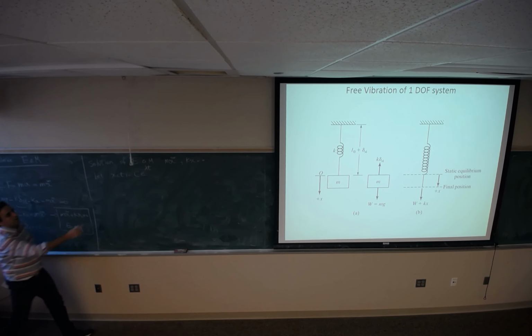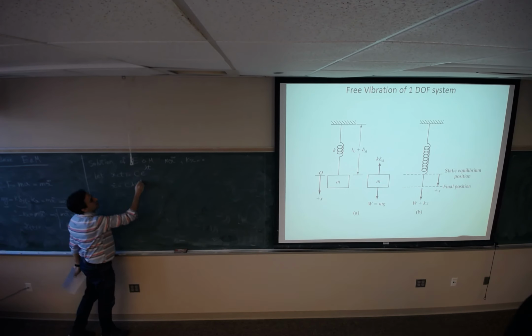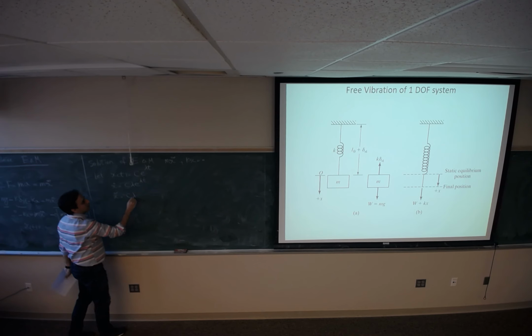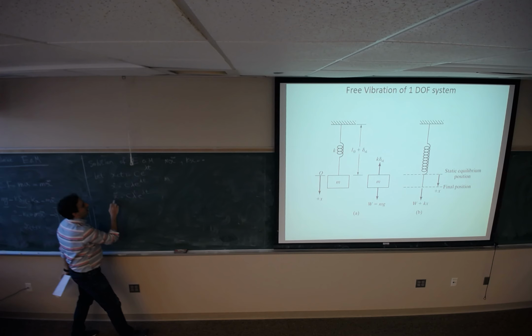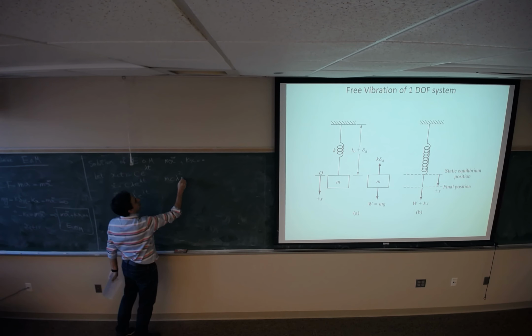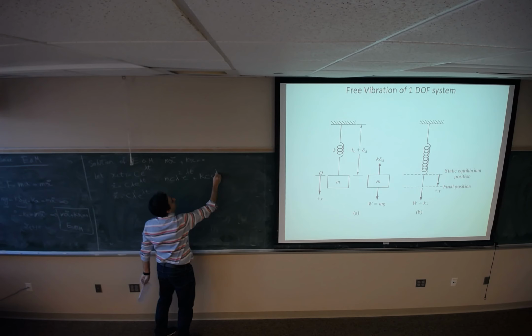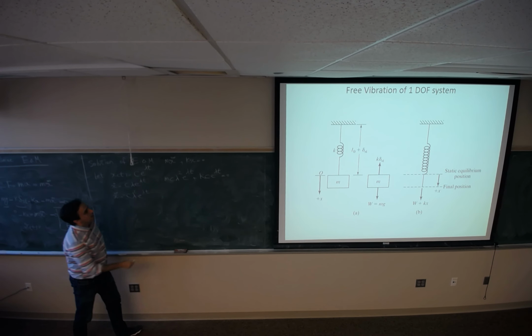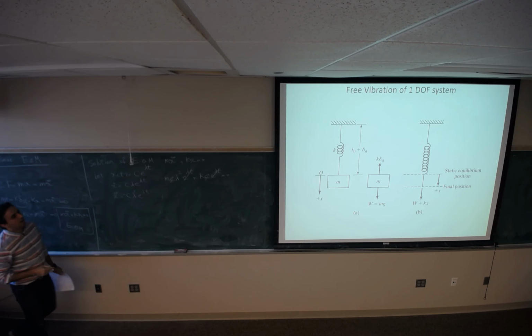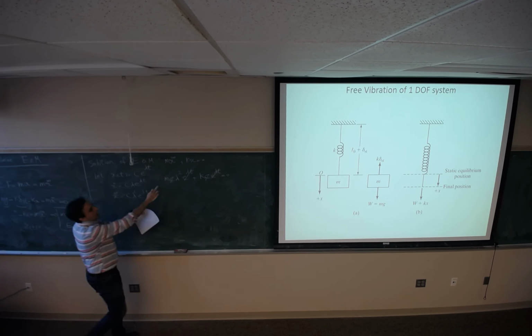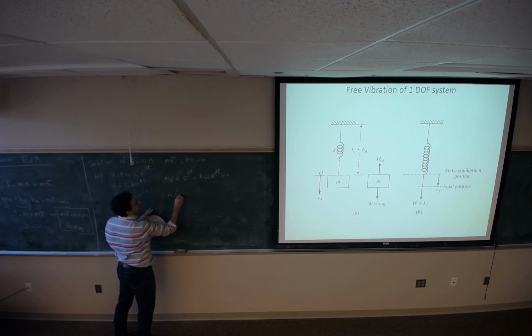So I'm going to find the values of lambda and c to satisfy this equation. x dot is going to be c lambda e to the lambda t. x double dot will be c lambda squared e to the lambda t. I differentiate once, and one more time to get x double dot. Now plug in there: m c lambda squared e^(lambda t) plus k c e^(lambda t) equals 0. c is constant. e^(lambda t) can be cancelled out from both sides. So I will get m lambda squared plus k equals 0.